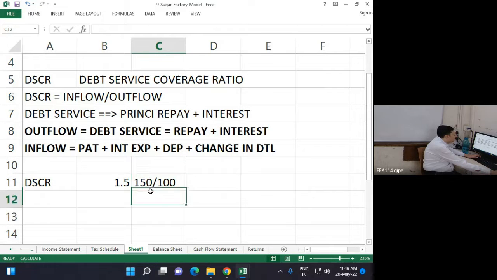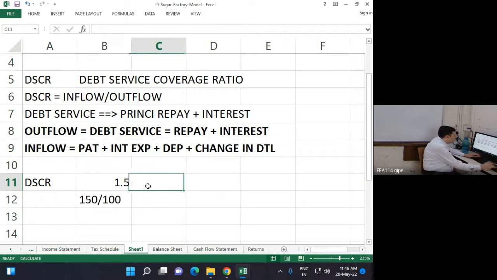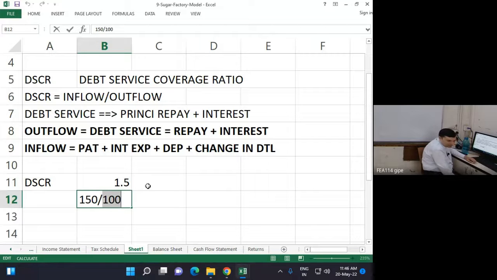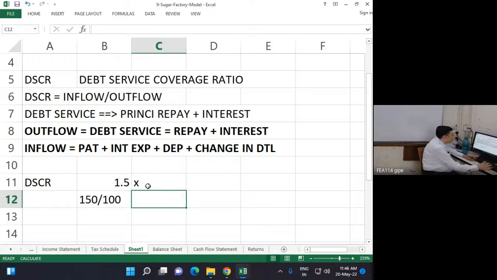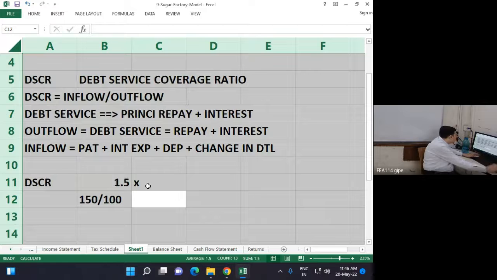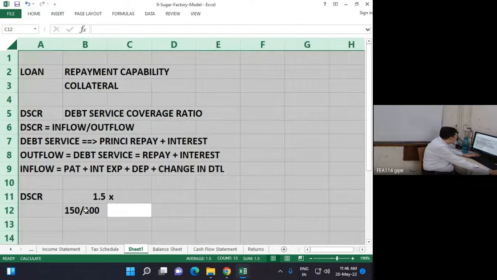So what is this telling me? This is telling me that in the given year, 100 is the outflow towards debt service. And in order to meet that obligation, I have 150 worth of cash with me. So basically I am 1.5 times covered. 1.5 गुना पैसा है मेरे पास compared to what the bank needs in a given year. Okay, so this is what DSCR stands for.